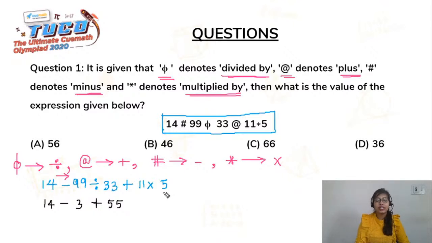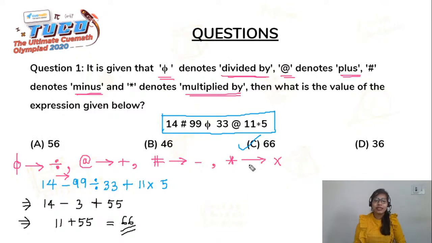If you think that you are getting confused with application of order of operations, you could do it step by step. Okay, coming to the next step, now you have a subtraction and addition. We know that both of them have the same priority, so it doesn't matter whether I perform my addition or subtraction first. So I would be doing 14 minus 3, which is nothing but 11, plus 55. So 55 plus 11 would give me 66. And out of options A, B, C, and D, we see that option C is the right answer.